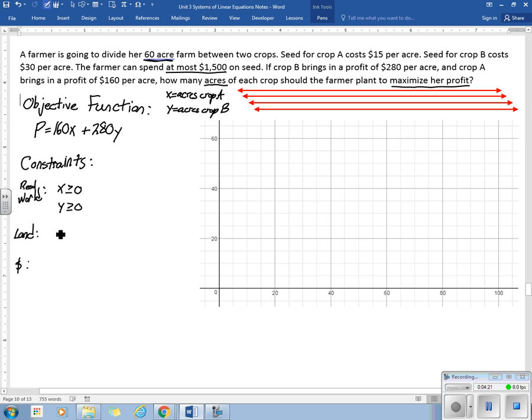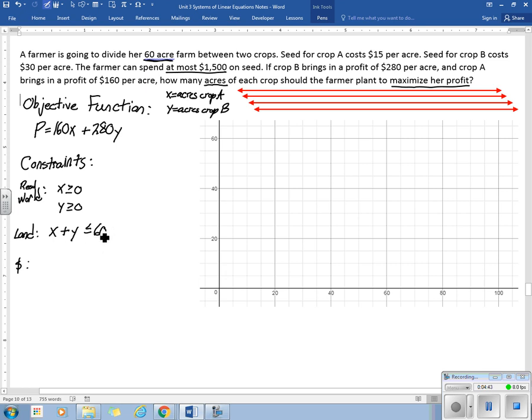So this one is kind of that sneaky, easy inequality that we come up with in our systems. It's just going to say x plus y has to be less than or equal to 60. Do we have to use all 60 acres? Nope. Can we use more than 60 acres? Nope. So x plus y less than or equal to 60 says that for us. The sum of our crop A and crop B needs to be less than or equal to 60 acres.